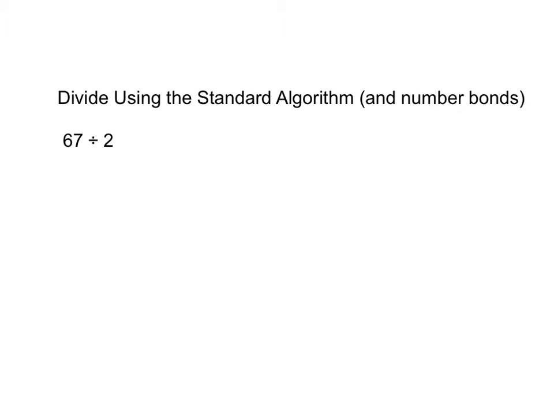This is Fluency Module 3, Lesson 20. We're going to start off by doing division using the standard algorithm. We're also going to do number bonds when it seems like that might be an appropriate thing to use. So we'll start here with 67 divided by 2. We'll go ahead and use the standard algorithm on this.